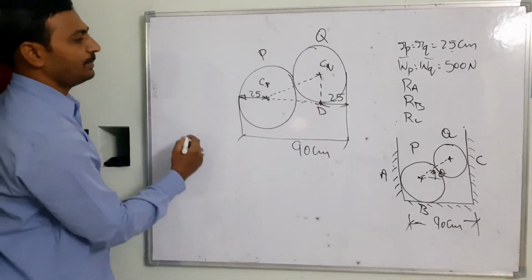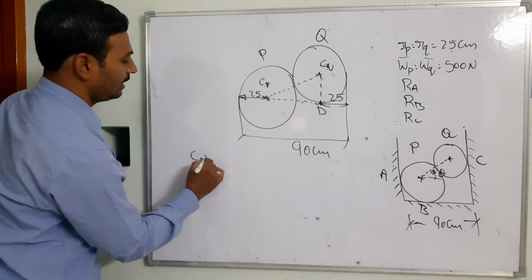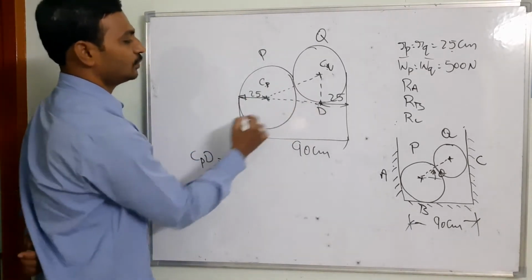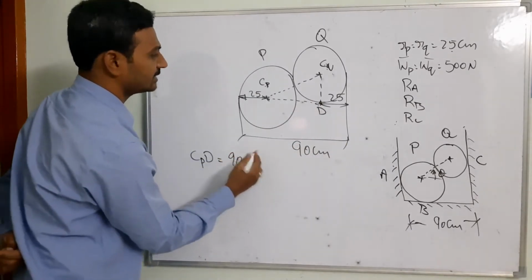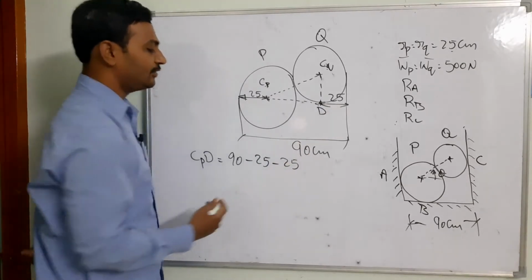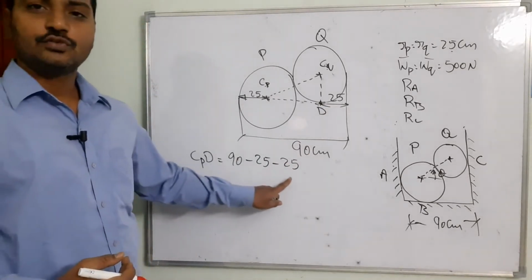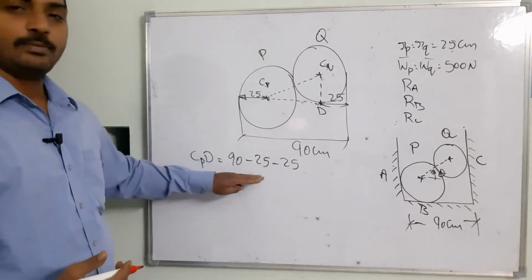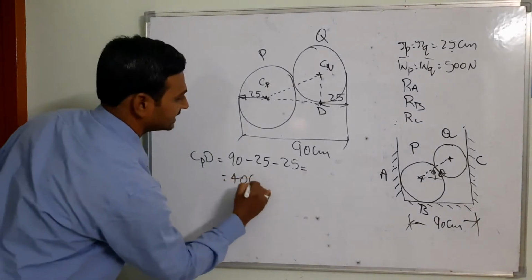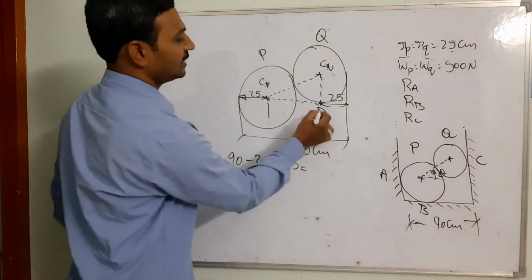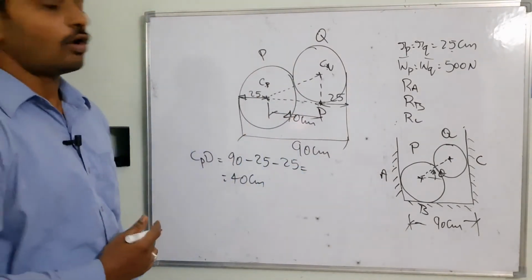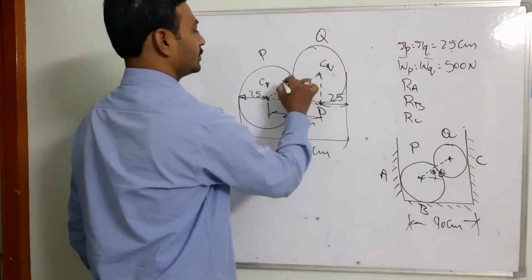So the distance CP D, that is center CP and D. The total distance is going to be 90 centimeters, and this distance is going to be 25 and this distance is going to be 25. Can you see? 90 minus 25 minus 25. It means that 50 we are going to get here. 90 minus 50 means I am going to receive 40 centimeters here. This means the distance between these two is going to be 40 centimeters.